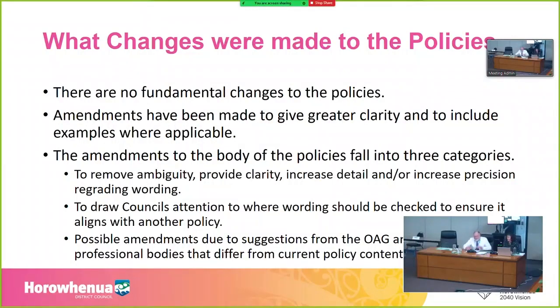Okay, so just to give you some idea of what changes were made to policies, there are actually no fundamental changes made to any of the policies. What we did is we put some amendments in there to give greater clarity and to include some examples where applicable. The amendments basically fall into three categories. So that was to remove ambiguity, provide clarity, increase detail, and or increase precision regarding wording.